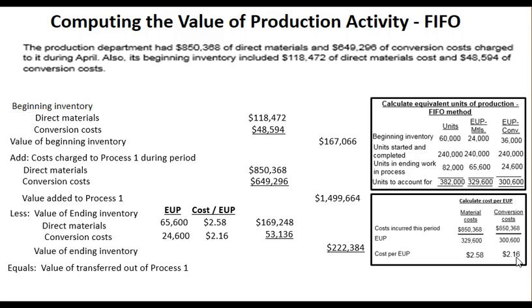Now I'm going to do the same thing with conversion costs. My conversion costs were $2.16 per EUP. Again, when I look at the equivalent units of production chart, I go down under conversion cost and look at the amount of units in ending work in process, and they're 24,600 units of effort. So I take the 24,600 EUP times $2.16, and that equals $53,136.